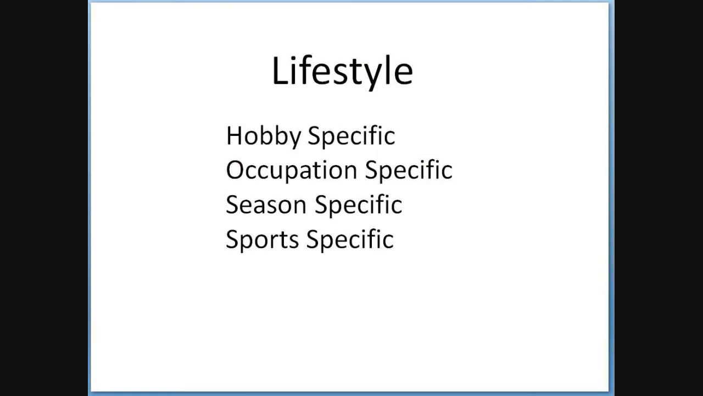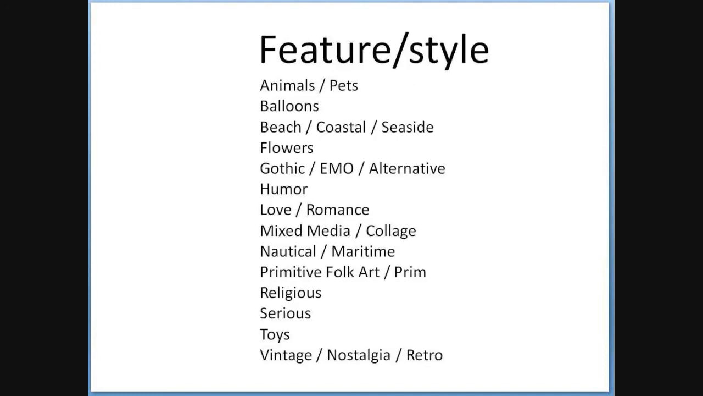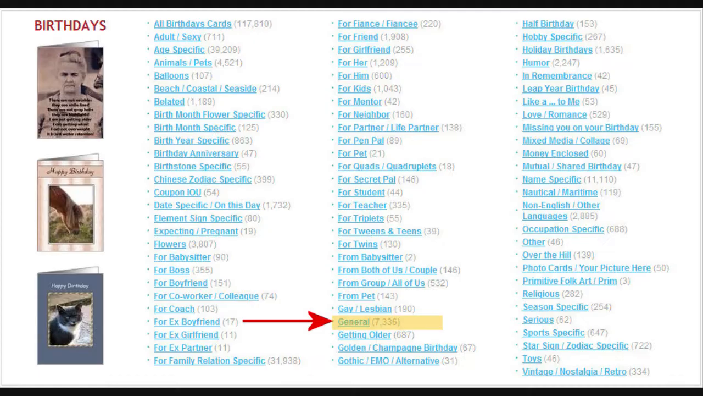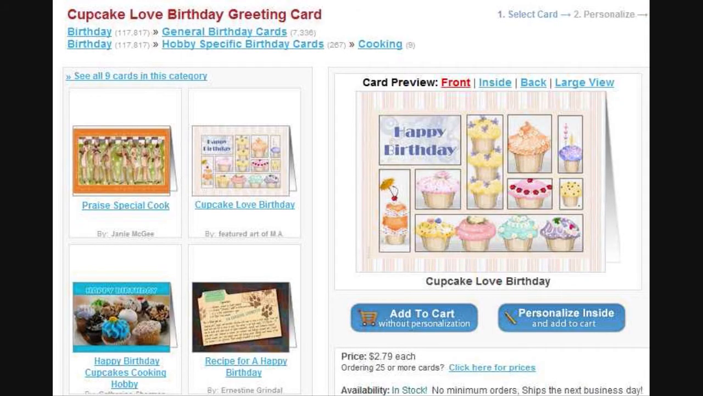Next comes the lifestyle specific categories, as well as the features and styles type cards. Here there's also more flexibility. Generally, the same rules apply. If none of the other factors discussed earlier work, select the appropriate lifestyle category first and do not select as your second category any of the other birthday subcategories. These cards can, however, be placed in a secondary category under Birthday General if it is general enough of card, such as this one here, under Hobby Specific Cooking due to the use of cupcakes in the image, but also in Birthday General since the cupcakes are a common birthday theme item.